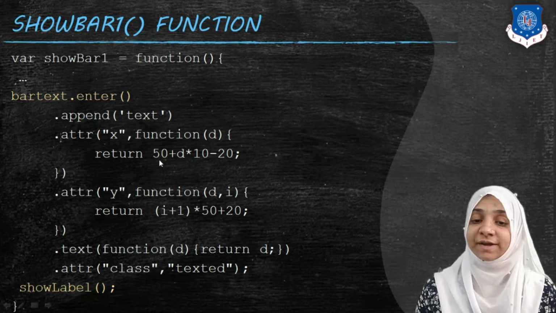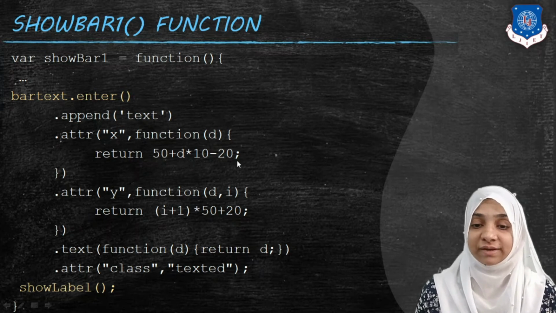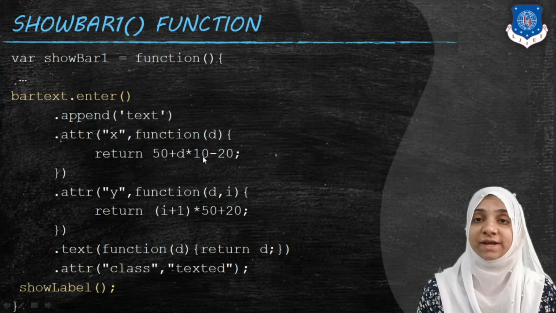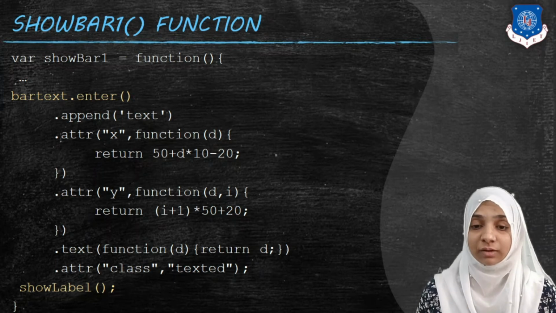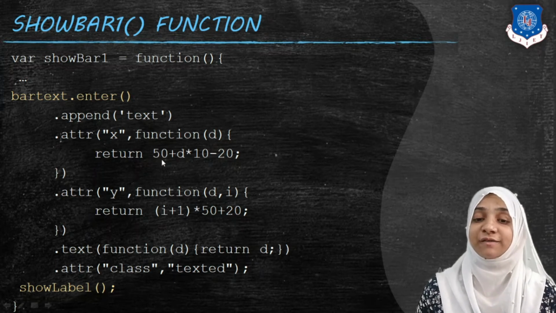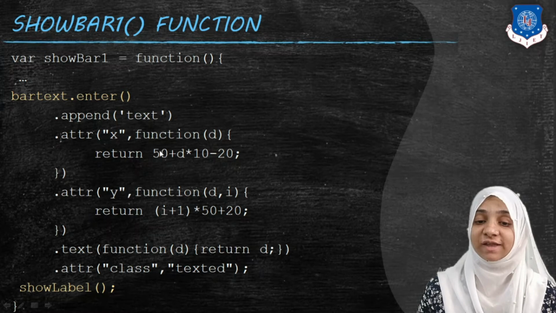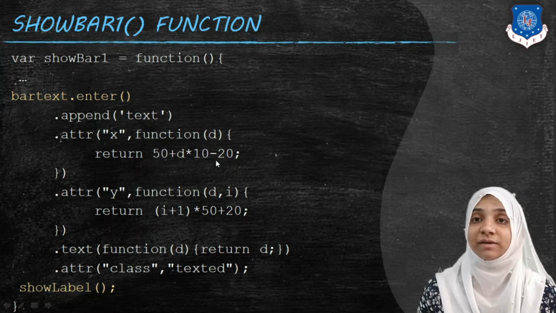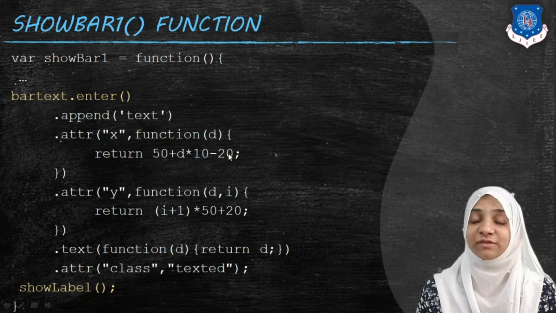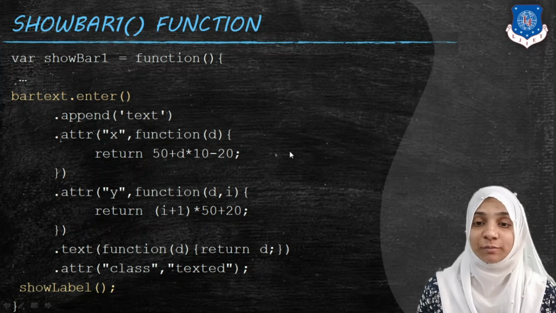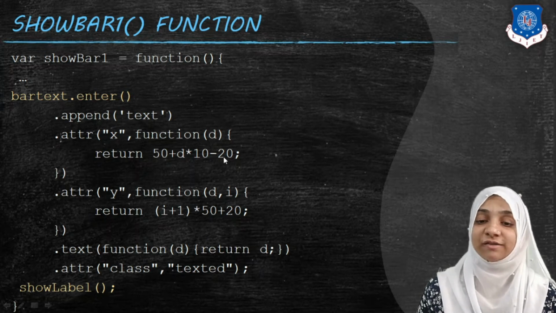Now X attribute is function of data, because each bar must show the value over it from the endpoint. So endpoint of data is written as 50 plus data into 10 minus 20. So first of all, data into 10 will give us the endpoint of our bar, and remember bar starts from 50 from X, that's why we have added that value, and since this value will not get printed outside of bar, that's why we have minus sign of 20 pixel. So complete formula is this: data is multiplied with 10 plus 50 minus 20, or I can simply add 30 over here.